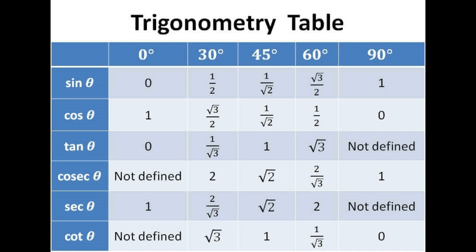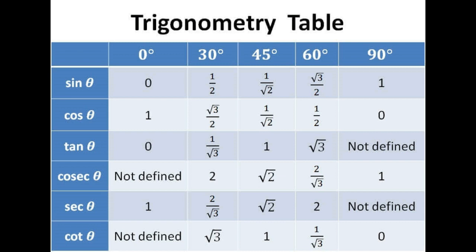So first one is sine. Do this with me. Values of sine: 0, 1 upon 2, 1 upon root 2, root 3 upon 2, 1. Again: 0, 1 upon 2, 1 upon root 2, root 3 upon 2, 1. Now cos, the reverse of sine: 1, root 3 upon 2, 1 upon root 2, 1 upon 2, 0. Again: 1, root 3 upon 2, 1 upon root 2, 1 upon 2, 0.